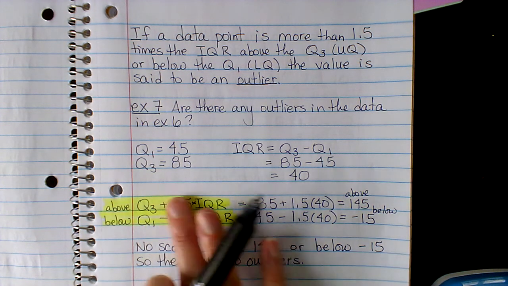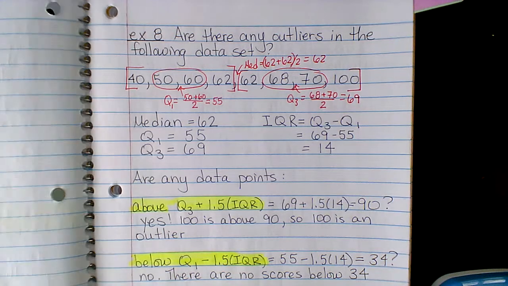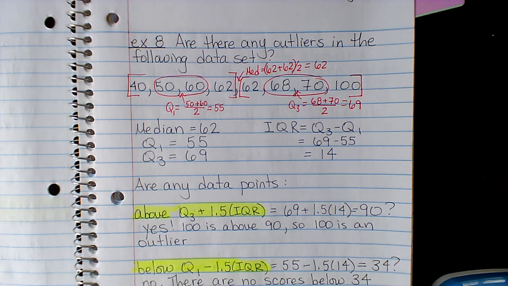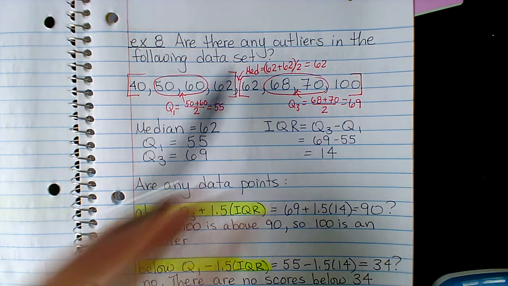I highlighted these because that's the formula you're going to use for outliers. And like I said, a lot of students mistakenly think that an outlier is just some data point that's far enough away, but no, there is a mathematical formula associated with it. Okay, so are there any outliers in the following data set?